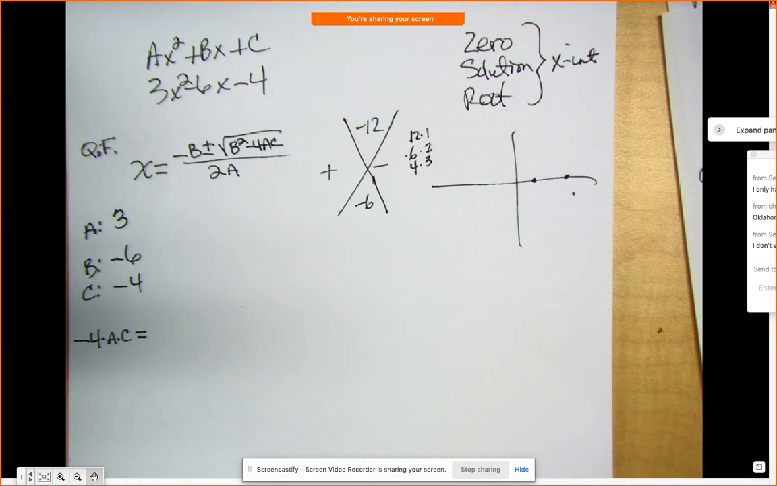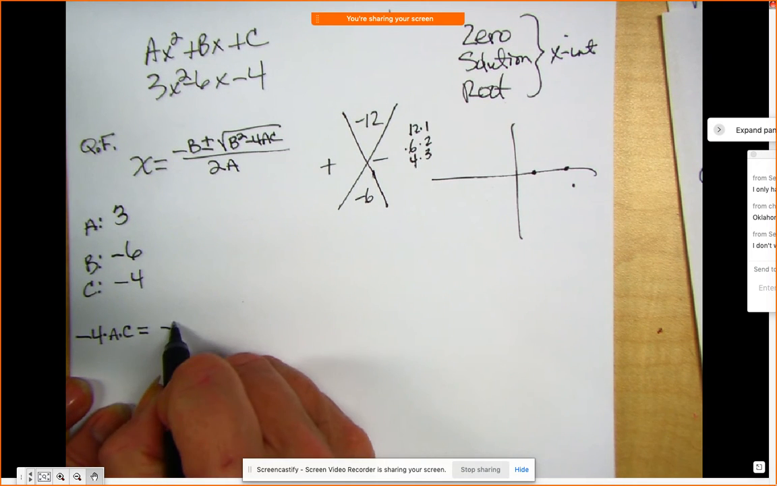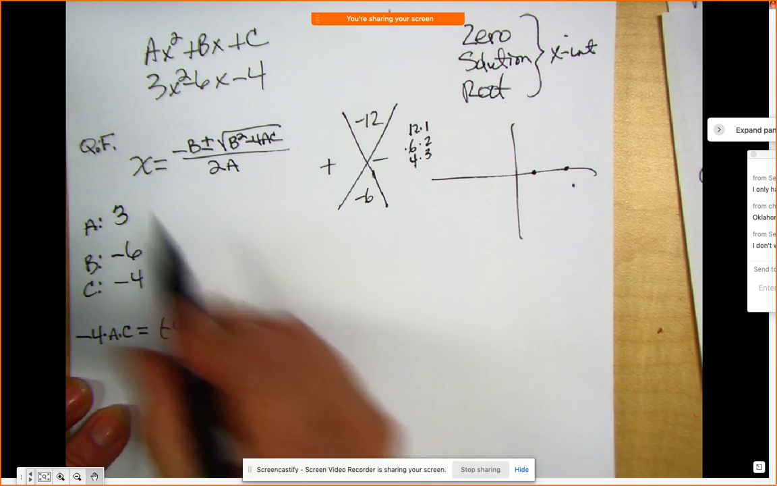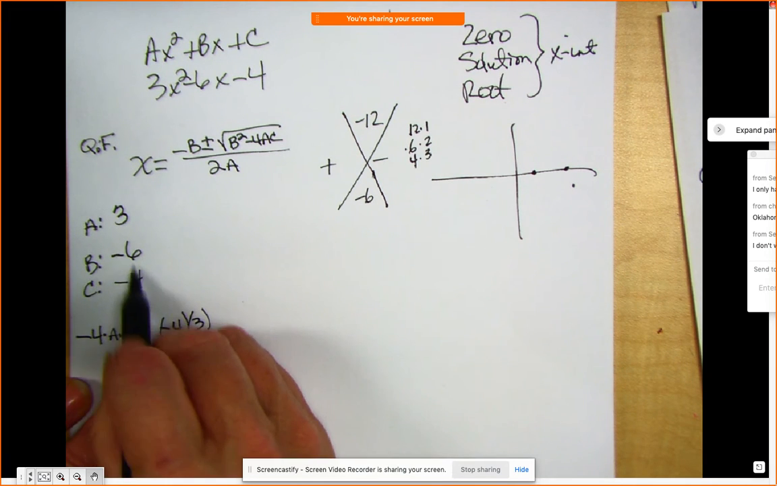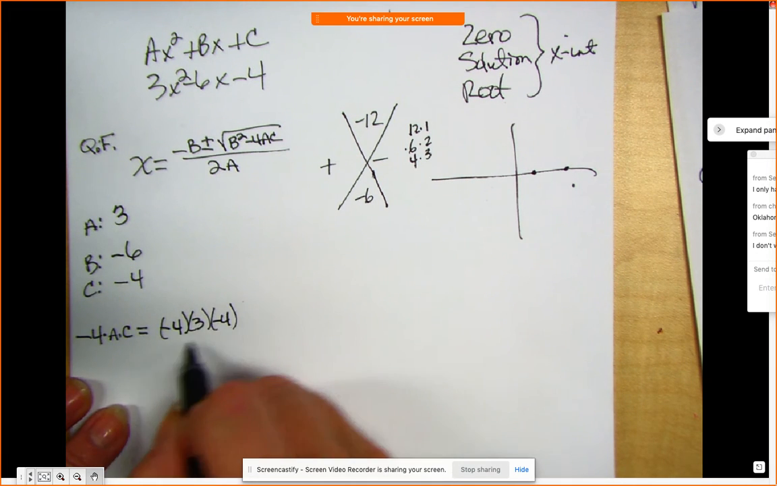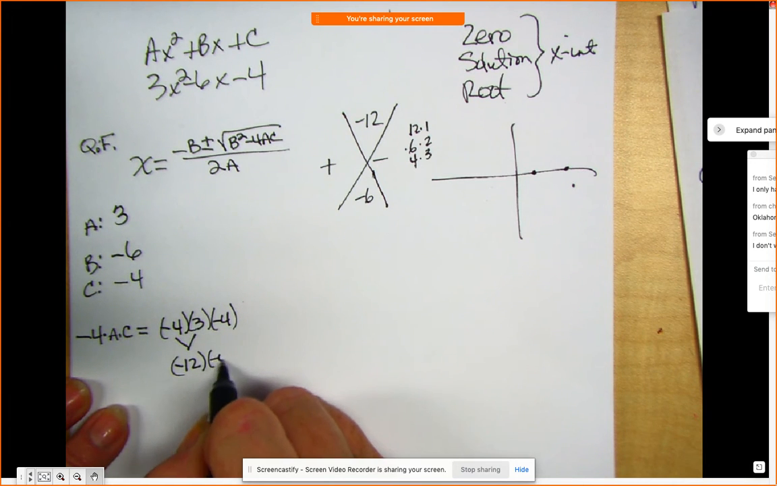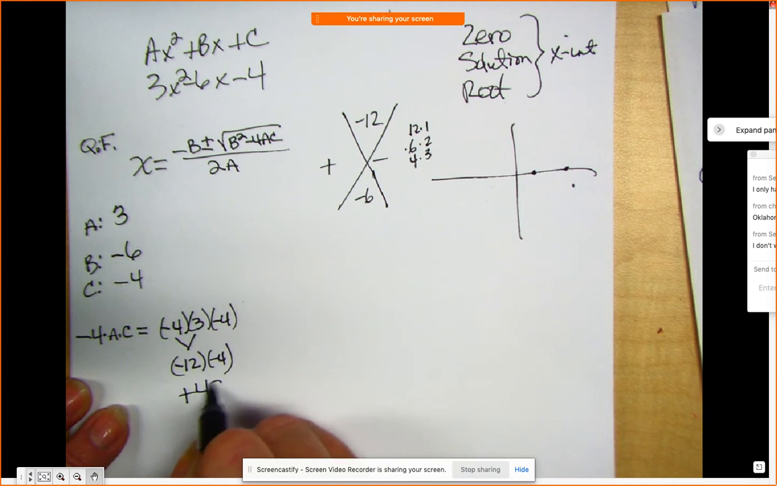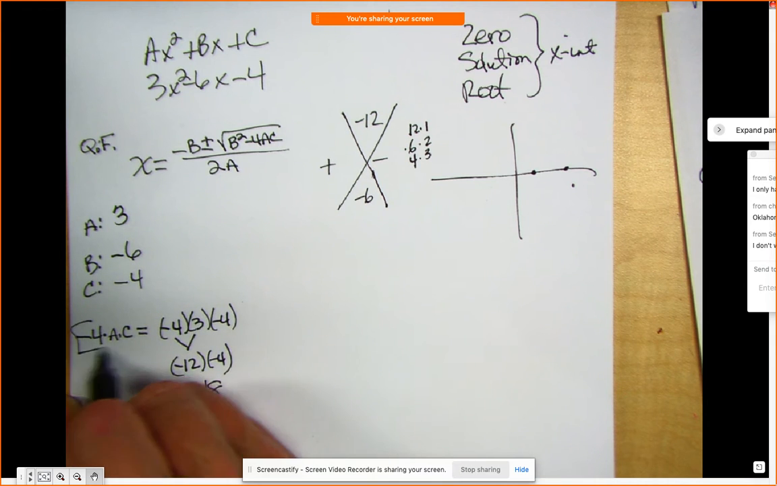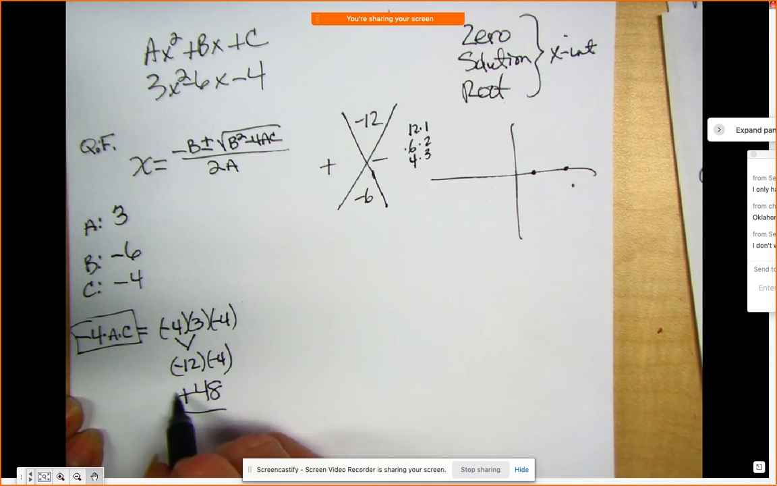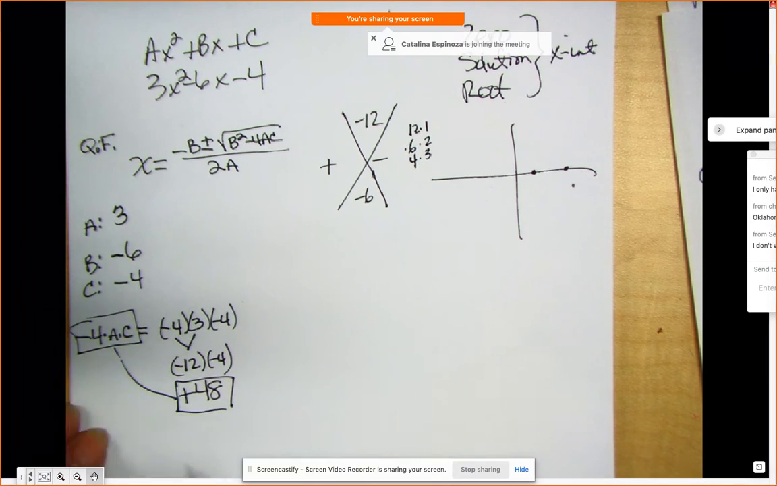I'm suggesting you write negative 4 times A times C down here because I've done this a long time, and if kids are going to make a mistake, it's going to be here. So I'm going to write negative 4, A is 3, C is negative 4. Negative 4 times 3 is negative 12, times negative 4 is positive 48. So when they ask for minus 4ac, I'm going to plug in 48.